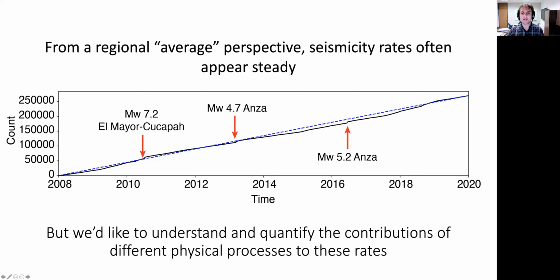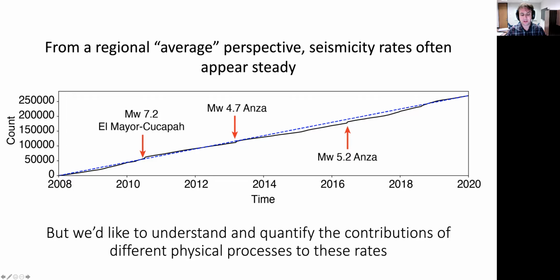So if we average all the seismicity over the entire San Jacinto and the Elsinore system, the rates generally look very steady. So here, even some of the largest events within this region, magnitude 5s, large triggering following El Mayor-Cucapah in 2010, these are basically just blips within the broader seismicity rates that we see here. And so if we really want to understand the dynamics of seismicity within these regions, we need to be able to quantify the contributions of the various underlying physical processes to these rates, because we know that it's not just so simple, steady behavior like this.